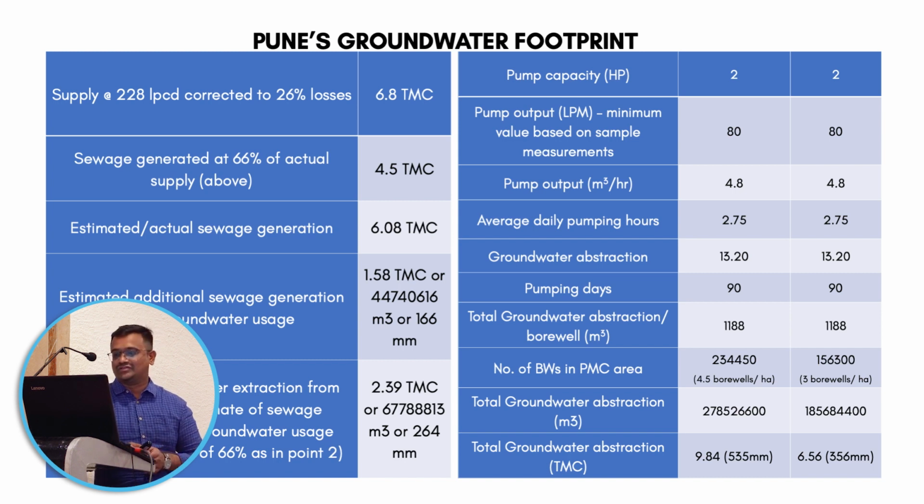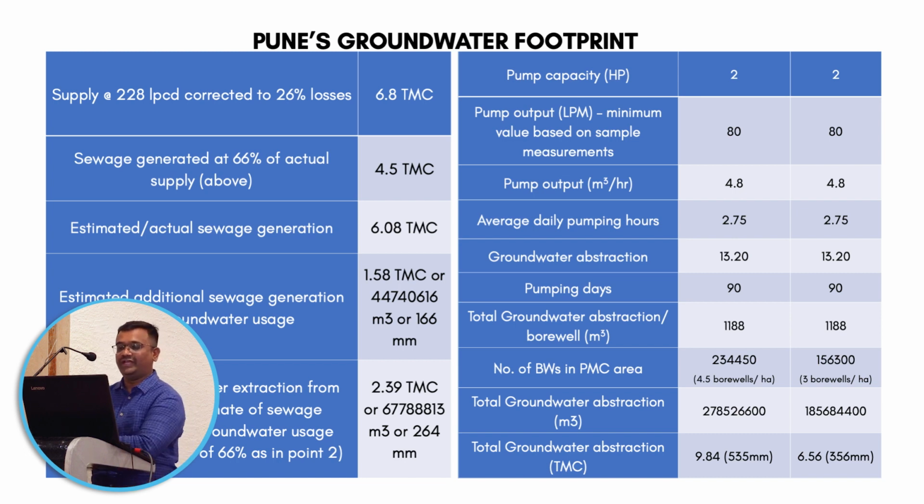And as per our calculation, if we do the reserve calculation, our average was 3.5 sources per hectare. If we assume that there are three sources per hectare, then the total groundwater abstraction comes to around 6.56 TMC. So this is the 2022 number. And if we assume that there are 4.5 sources per hectare, then the total abstraction comes to around 9.84 TMC. So today we are extracting around 6 to 10 TMC of water.